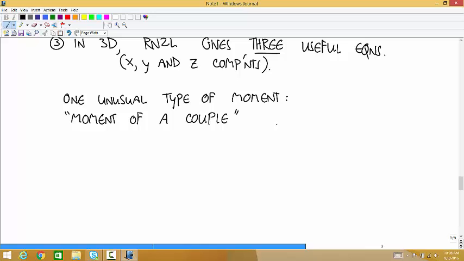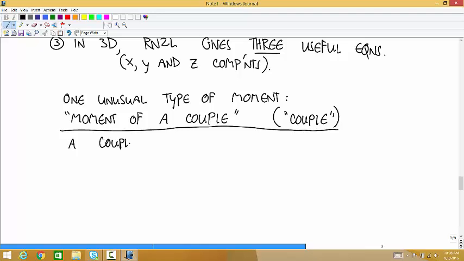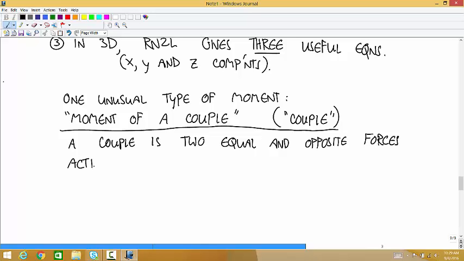And people a lot of times just refer to that as a couple. So, like in this class, when I talk about a couple, I'll be talking about the moment produced by that couple. But really, a couple is two equal and opposite forces acting at a distance.